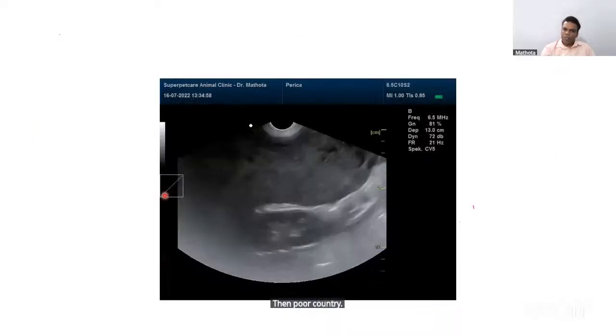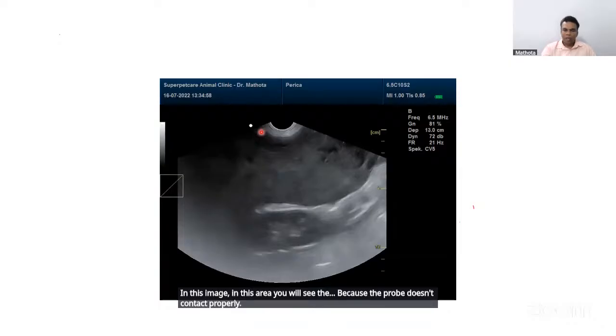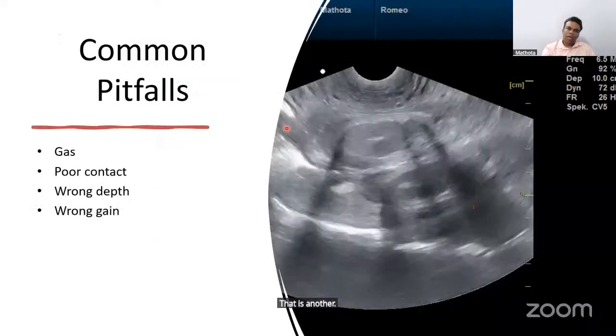Then poor contact. See this image. In this area, you will see dark because the probe doesn't contact properly. Sometimes I haven't put enough gel, or there might be some fur on the surface, or the probe doesn't contact it properly. So you will see this black color here. That is another problem we get.